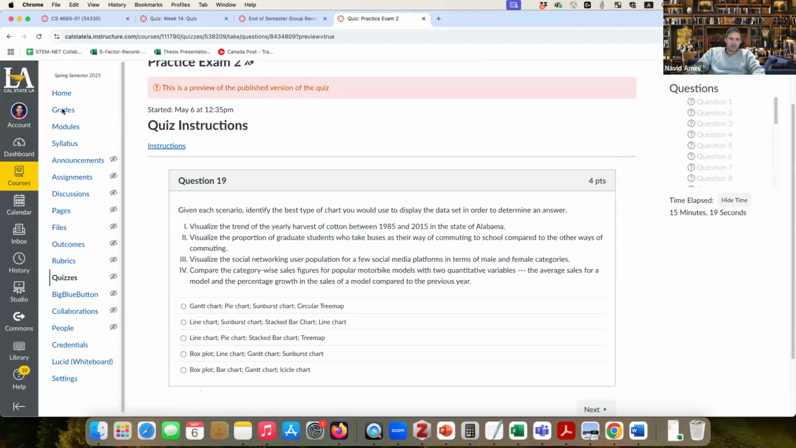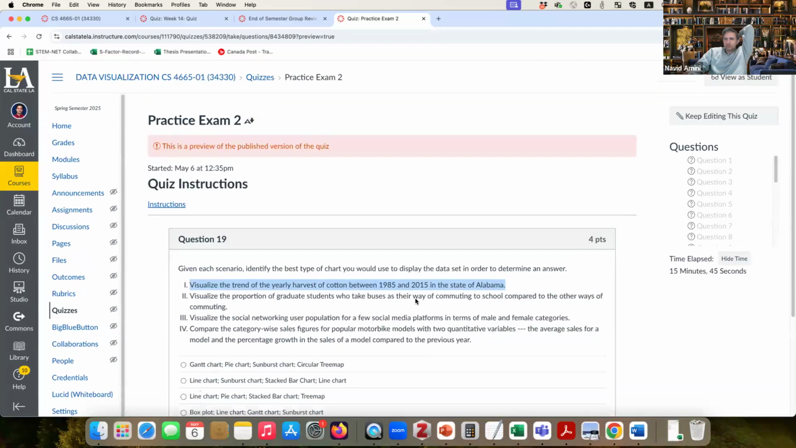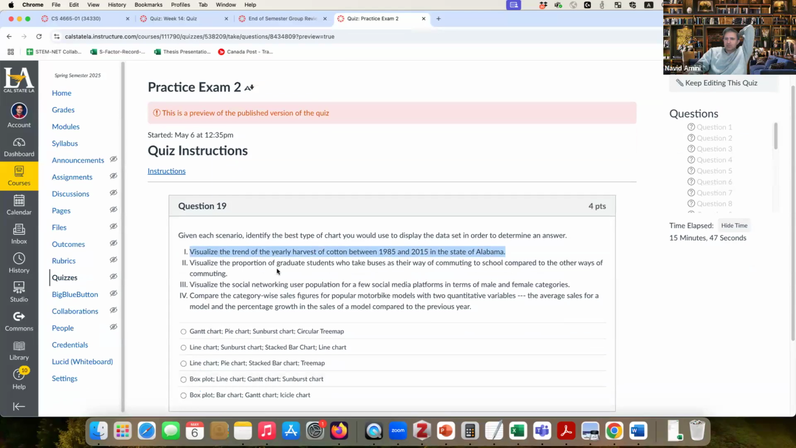Question 19. We have 4 scenarios, and you want to see which chart is better for each scenario. Visualize the trend of the yearly harvest of cotton between 1985 and 2015 in the state of Alabama. That would be a line chart. Visualize the proportion of graduate students who take buses as their way of commuting to school compared to other ways of commuting.